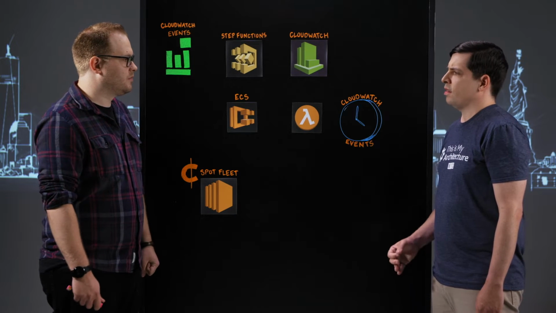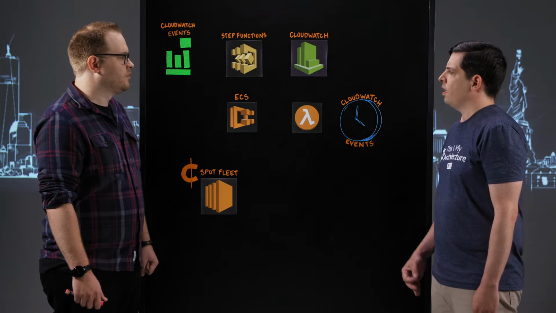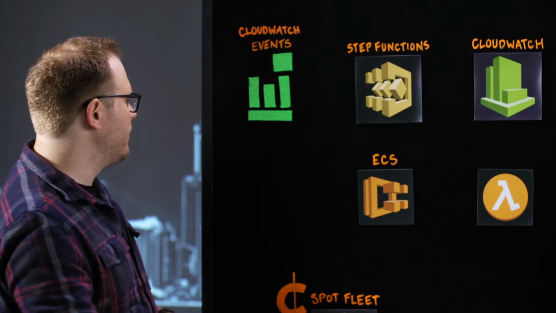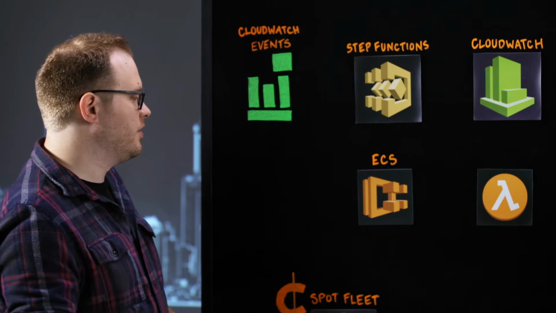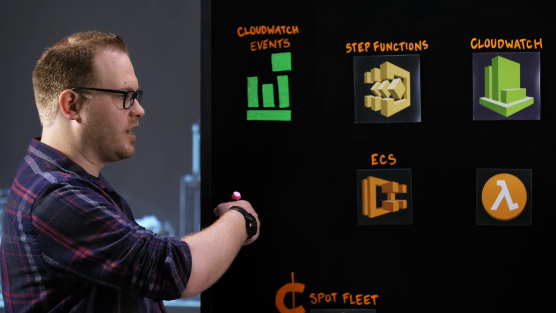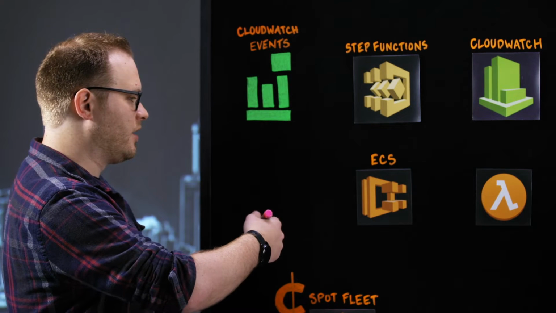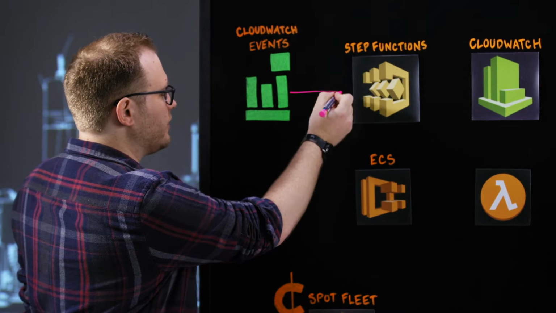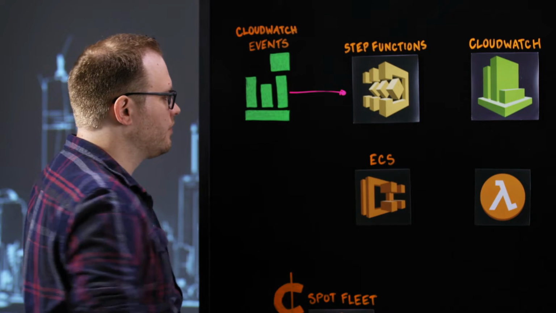So you guys must process a tremendous amount of video in a given day. How do you go about doing that? Yeah. So in terms of our video encoding, we use CloudWatch events that will get triggered when an upload is uploaded into an S3 bucket. And that CloudWatch event will trigger step functions.